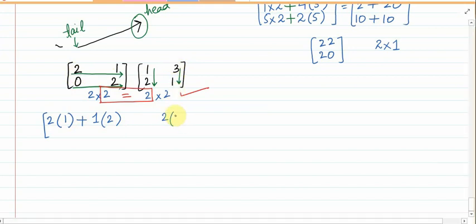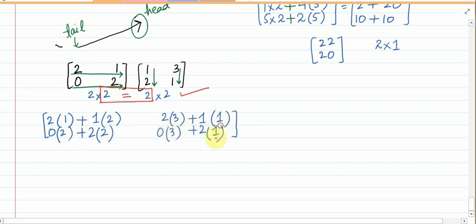So 2 times 3 plus, now we are standing at 1 head, and head will be multiplied with head. So 1 multiplied by 1. Right? The same thing we are going to apply in the second row. It will be 0 multiplies with 2 plus 2 multiplies with 2. Similarly 0, 3, 2, 1. Now keep in mind that these numbers should be the same, right? I made a mistake, I think. It's 0 multiplied by 1.